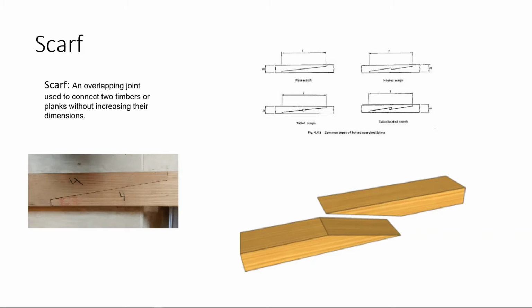You have different types of scarves, which we won't get into. But the most basic is the plain one that's pictured here on the left. But you can get different types of notches and wedges in there to help keep that scarf secure. So we're seeing with the tabled scarf there's some sort of wedge in there? Yeah, exactly. Right there in the middle.